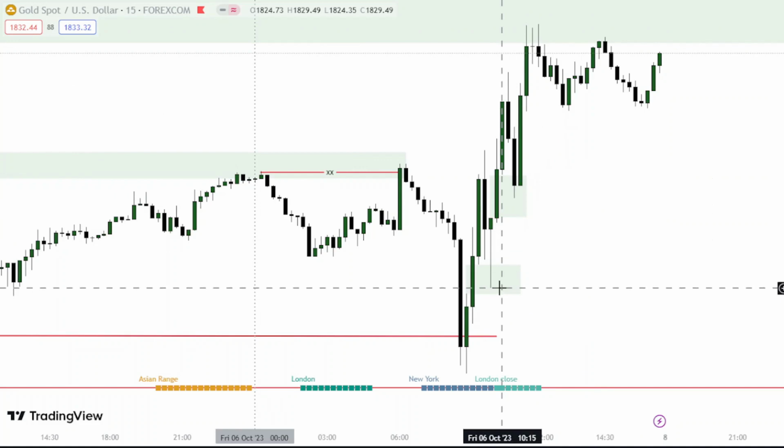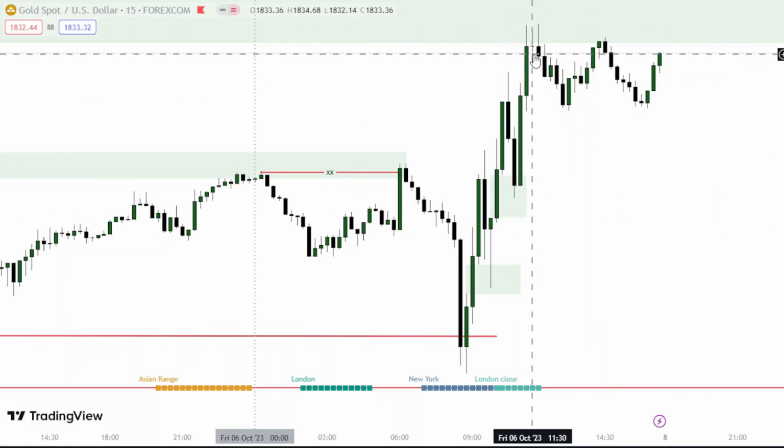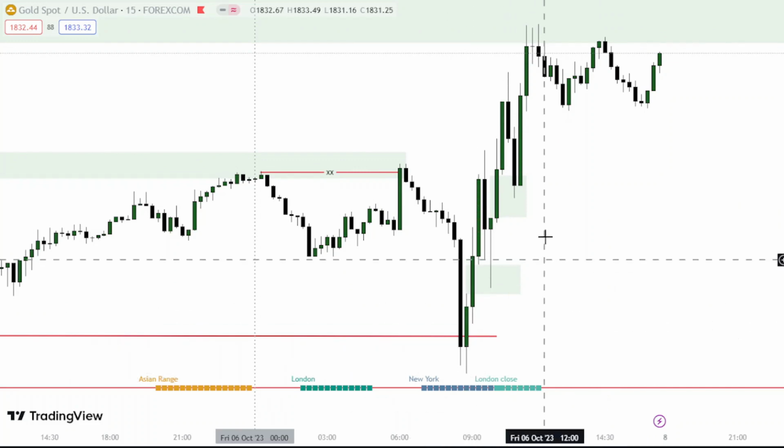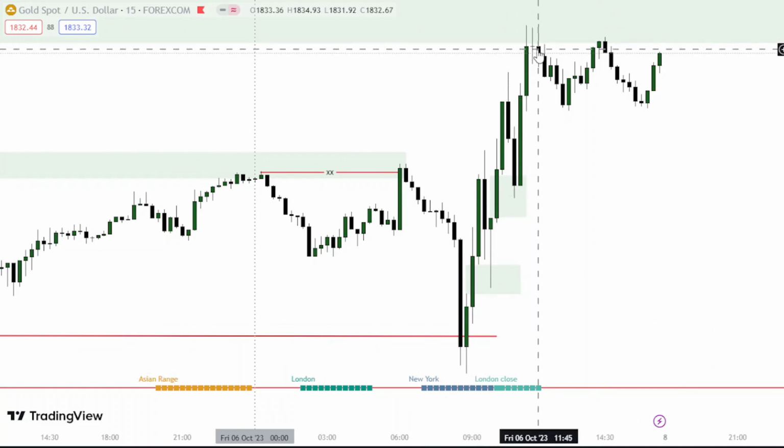So this would have been the entry, this would have been the re-entry, and then the target, and then boom, you close your trade for the day. The stop loss is below structure here, and then your target here, and that's easy peasy.